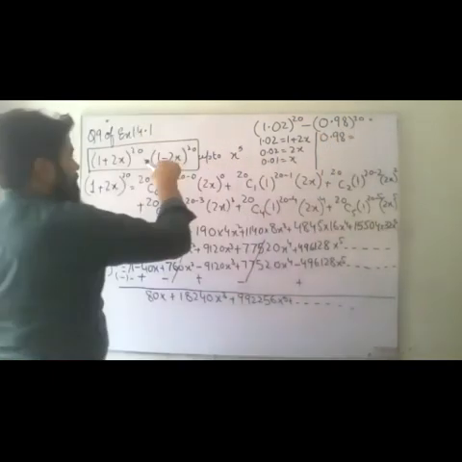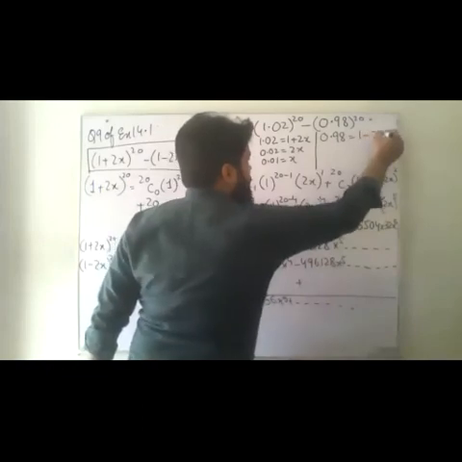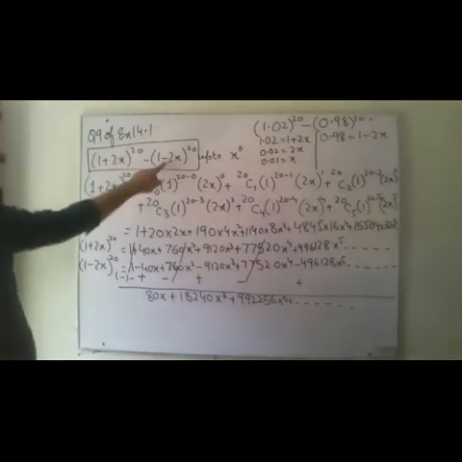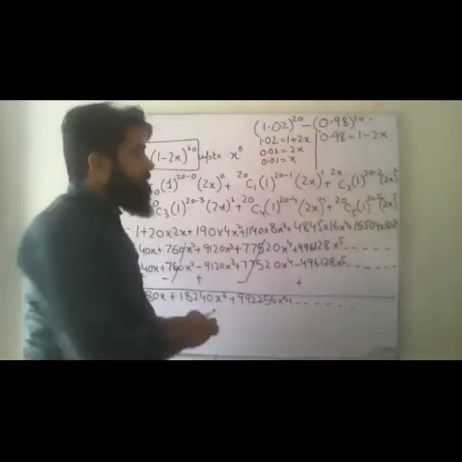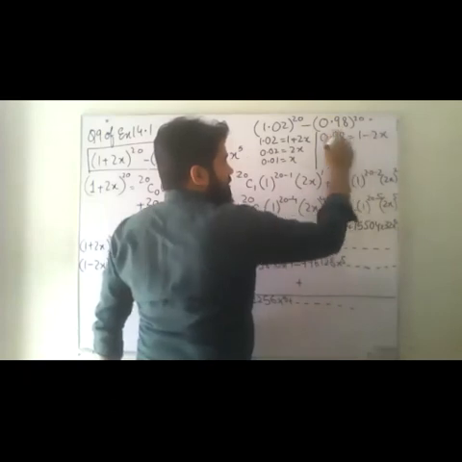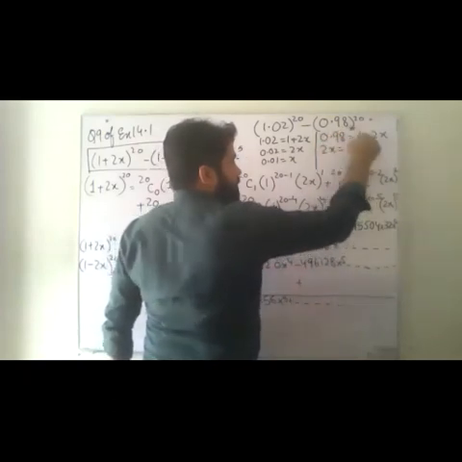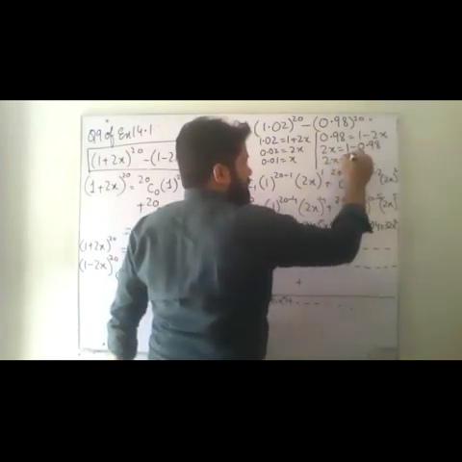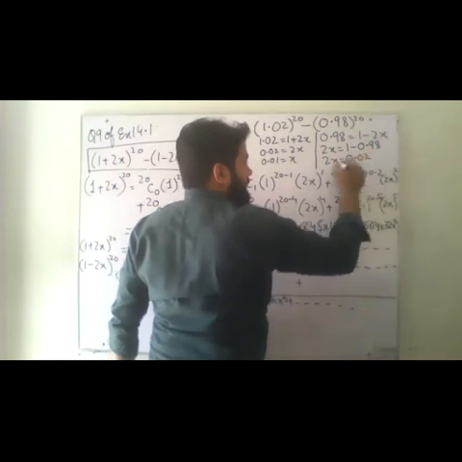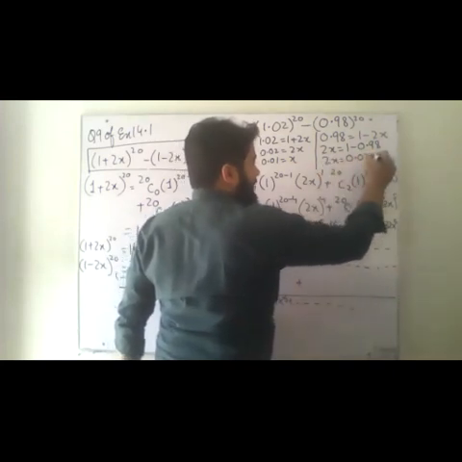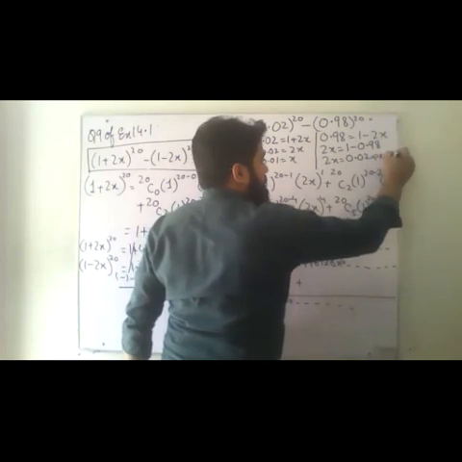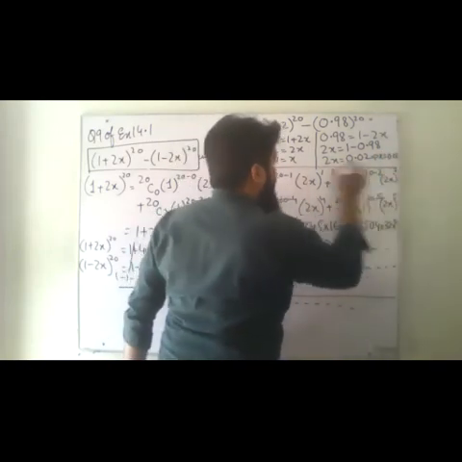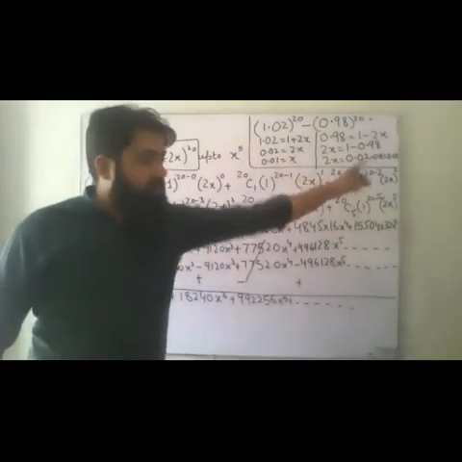0.98 equals to 1 minus 2x. Okay. First bracket I have compared with this one. Second bracket will be compared with this one. Minus 2x shifted over here and 0.98 shifted over here. So 2x equals to 0.02, and when I simplify it, the value of x will be 0.01. You don't have to show from both steps. Okay, I have shown it for your understanding. So the value of x is coming 0.01.